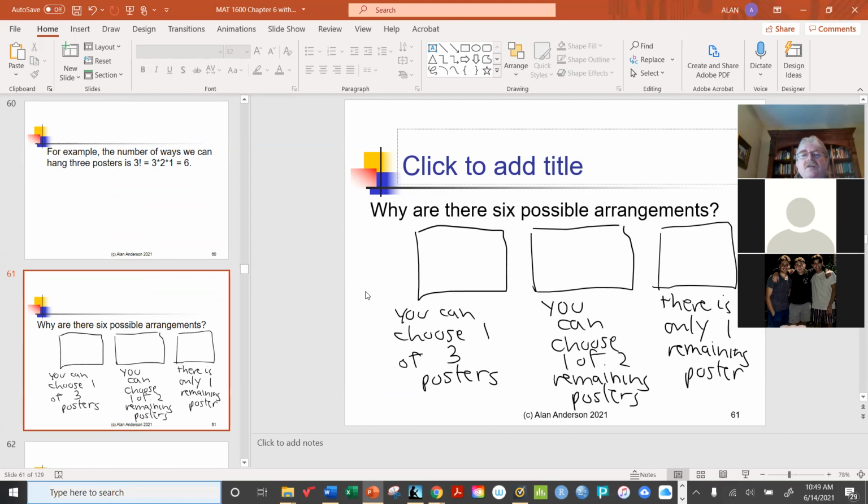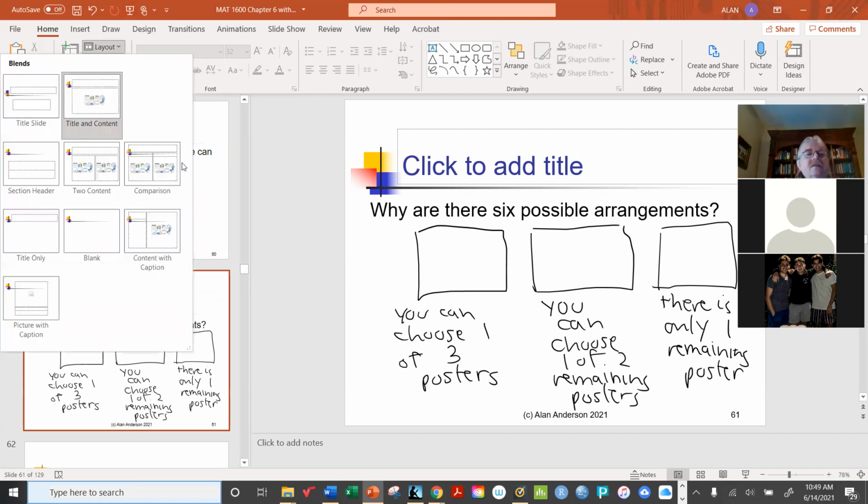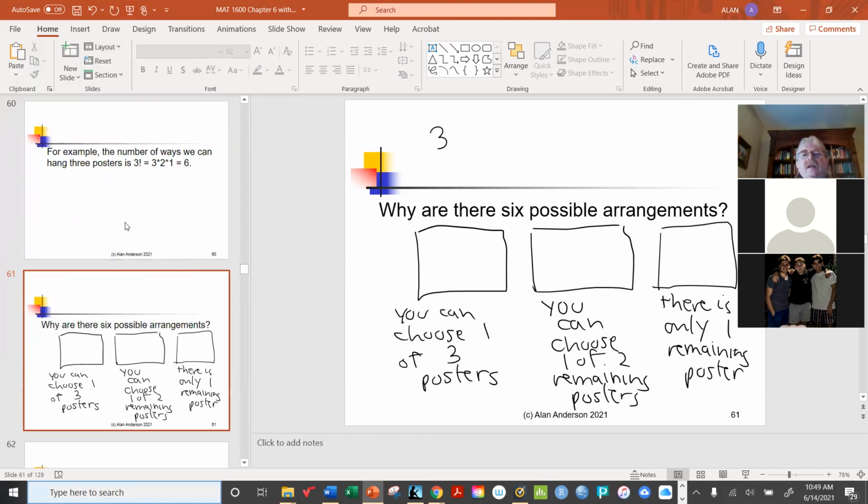So the number of choices you have could be written as 3 times 2 times 1 is the number of choices or arrangements. 3 for the first poster, 2 of the remaining, there's 2 left, so there's 2 choices for the second poster, and now at the end there's only 1. So that makes it 3 times 2 times 1. Altogether, you have 6 ways of arranging your posters.